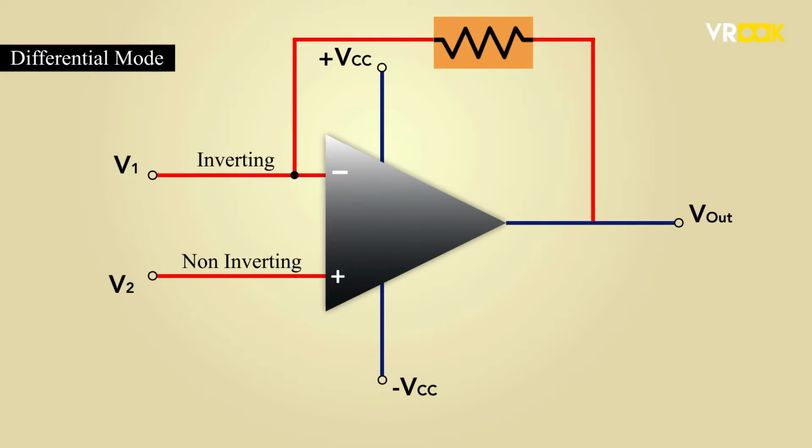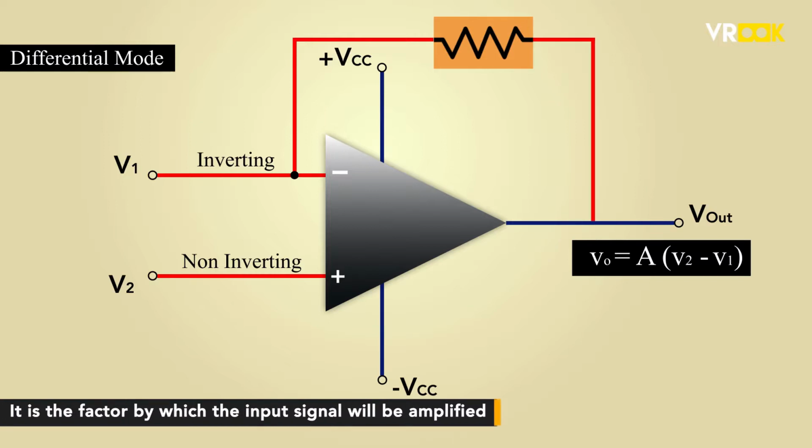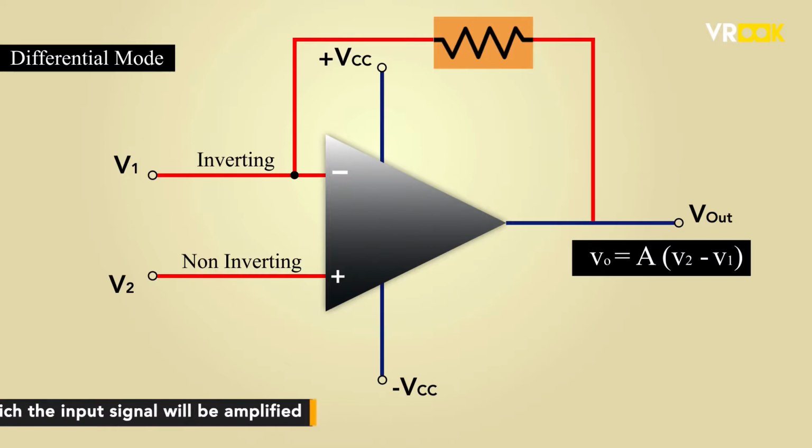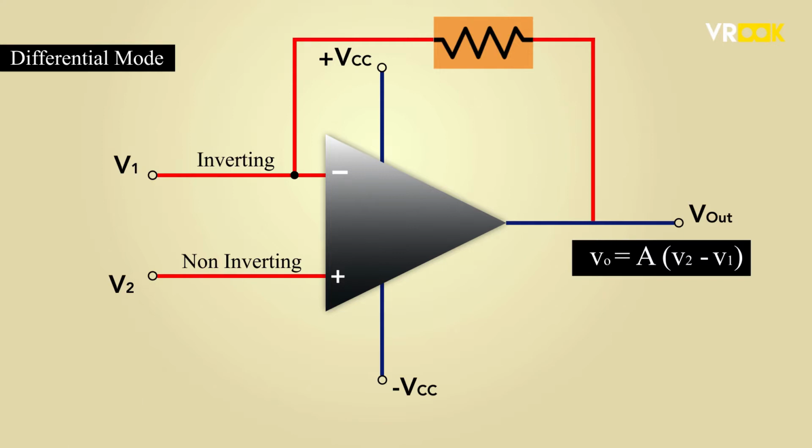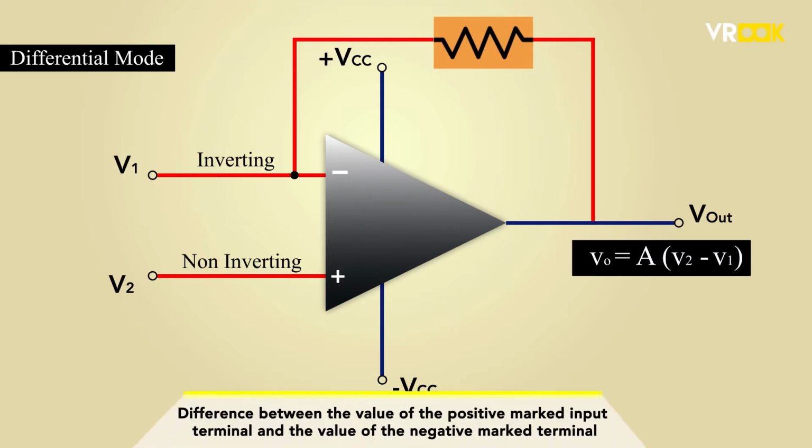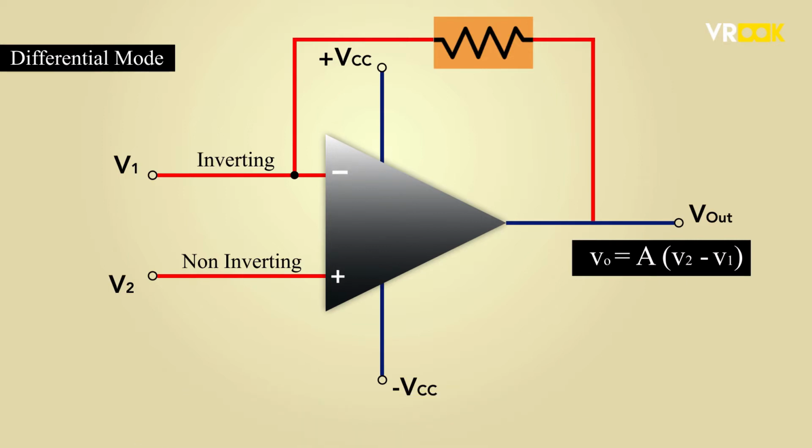For example, if the inputs are V1 and V2, then the output will be A times (V2 minus V1). Here, A is called the voltage gain of the amplifier. Simply put, it is the factor by which the input signal will be amplified. Now, in the differential mode, the output will be the difference between the value of the positive marked input terminal and the value of the negative marked input terminal, not the other way. This is one of the key points to consider in op-amps.